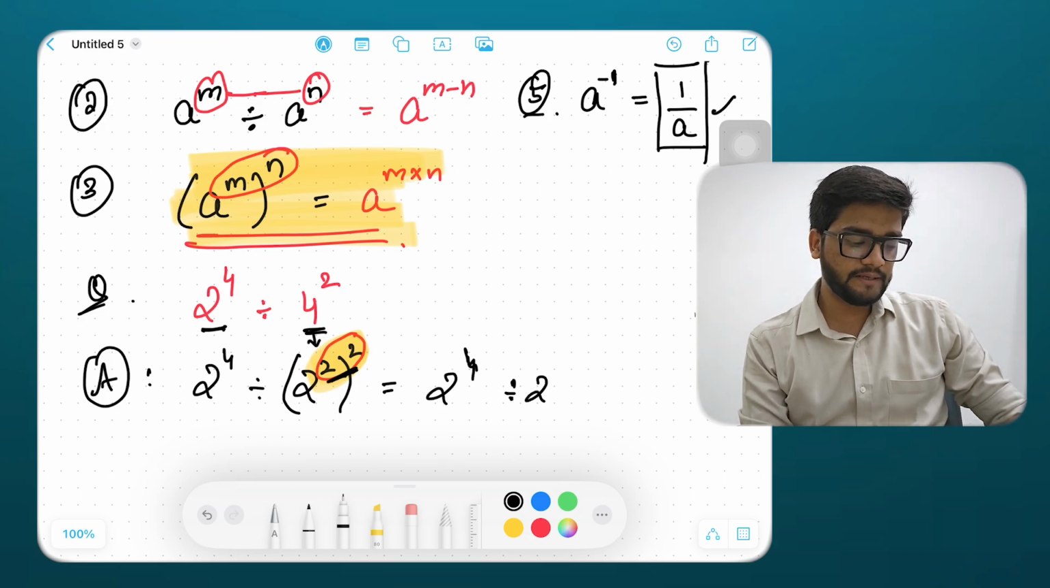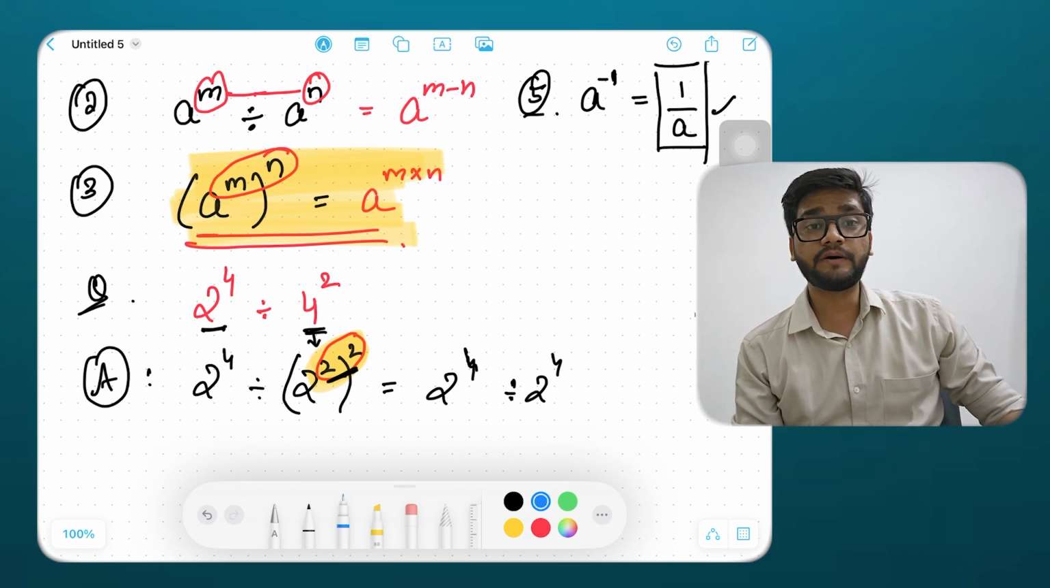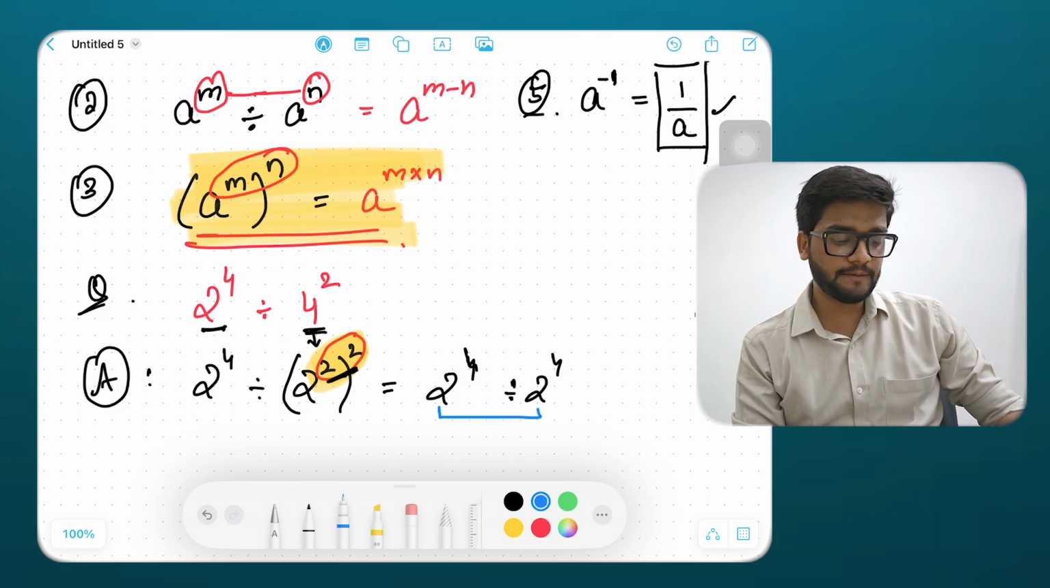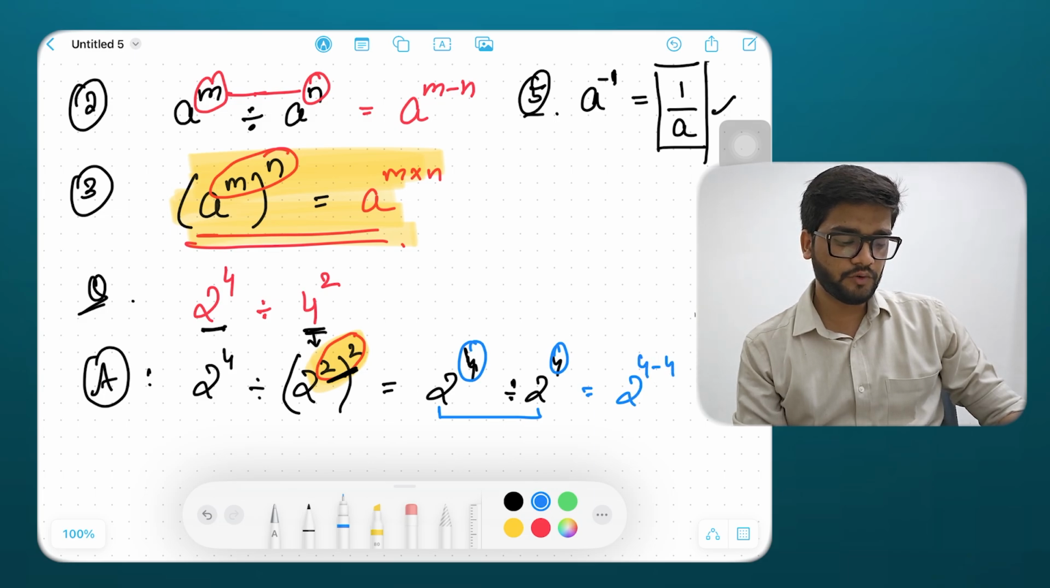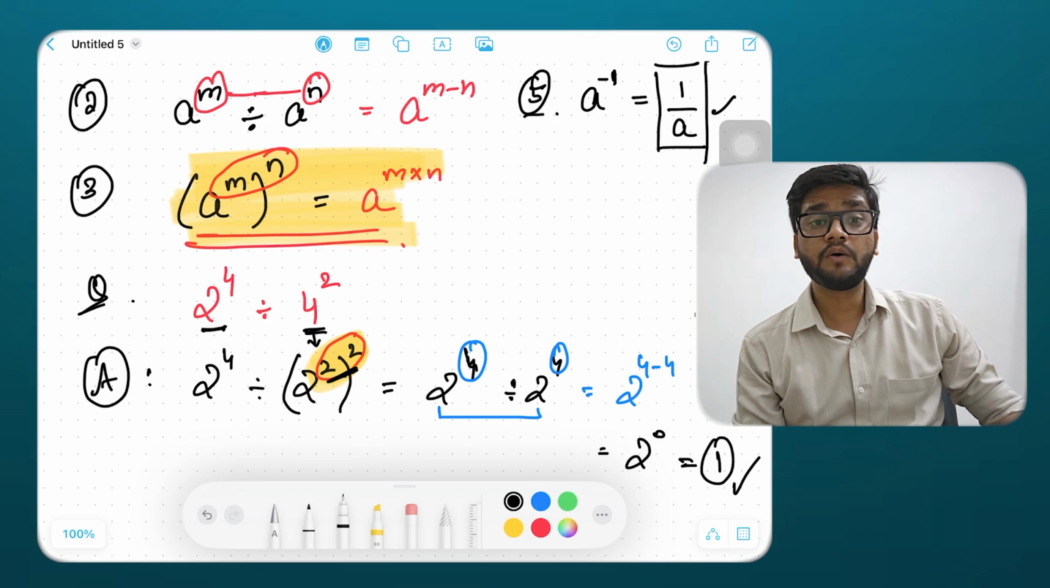When I multiply them, it will become 2 raised to the power of 4. When the bases are the same in a division, the powers get subtracted. It will become 4 minus 4, so 2 raised to the power of 0, and the answer will become 1.